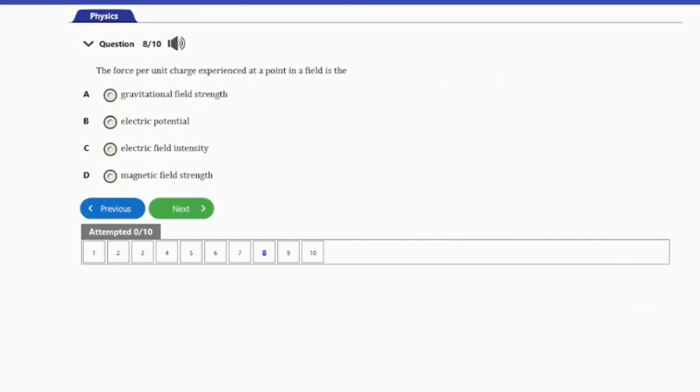So that's question number 8 here. It says, the force per unit charge experienced at a point in a field is the A, gravitational field strength, B, electric potential, C, electric field intensity, D, electric field strength. So guys, the answer to this question is option C, and that's electric field intensity. So let's go ahead and consider the next question, guys.